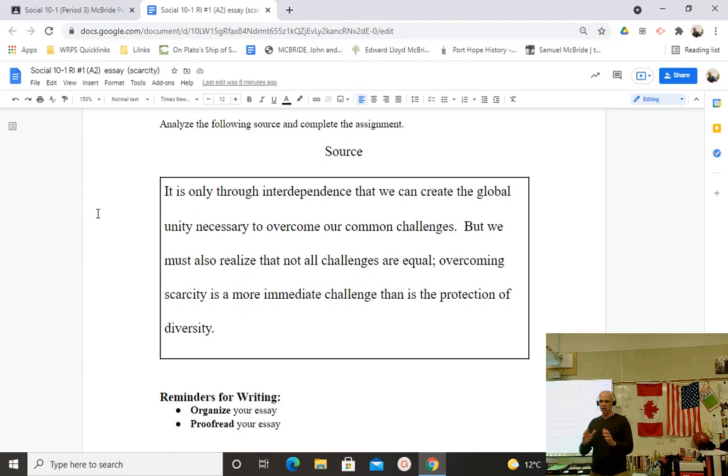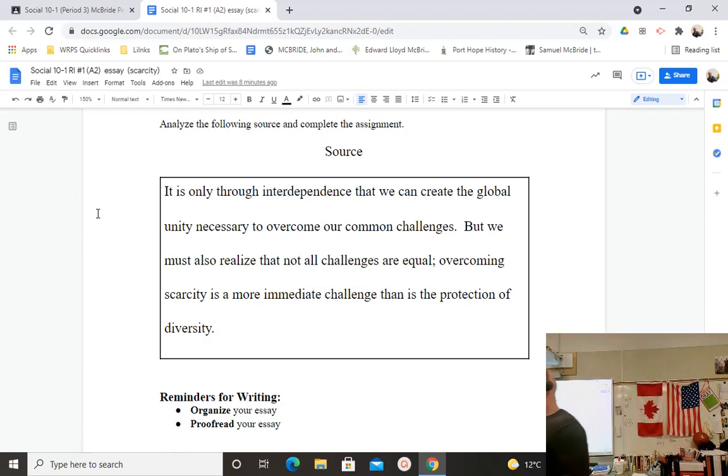This essay will give us a chance to talk about finite resources like oil. But you also said, did you say impoverished people? I said underprivileged. Underprivileged, impoverished people. So another connection to the global village here where it says overcoming scarcity is a more immediate challenge. We talk about underprivileged or impoverished people.